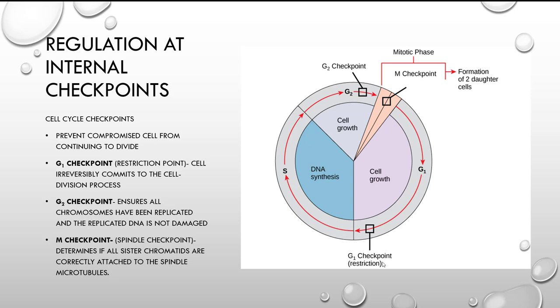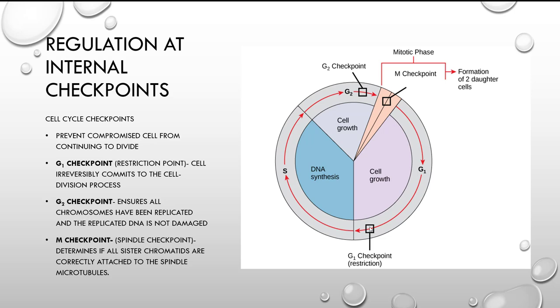Okay, so the first one, the G1 checkpoint, that is also known as the restriction point. So this will stop the cell and check to make sure that the cell is supposed to divide. Okay, so it's making sure that the cell is actually good to go, that it's scheduled to divide, that it's supposed to divide, so that it should continue with the cell cycle.